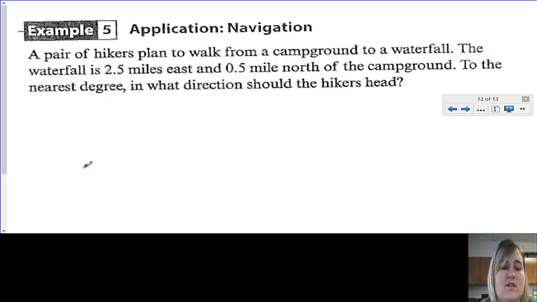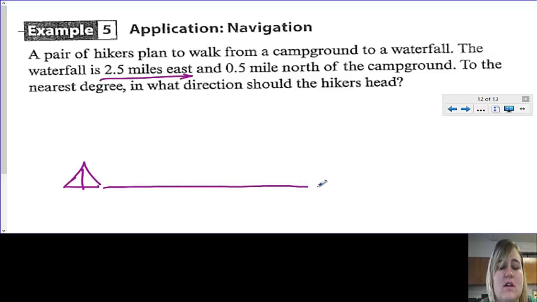So what we're going to do is draw a picture. So the campground, they are camping out in tents. Okay. So this is their tent, and from their campground it says they're going 2.5 miles east, which we just talked about the other day. Whenever we show direction, east is going to be to the right. So I'm going to show 2.5 miles east. Okay, and then from this point it says a half a mile north. So I'm going to go up a half a mile because north we said would be up, and we're trying to get to the waterfall.